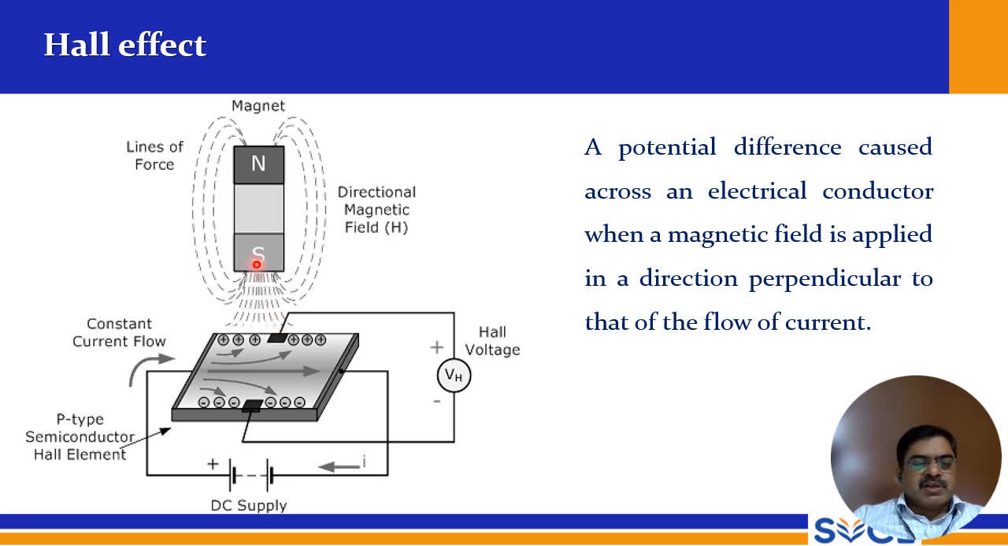Essentially, the south pole should be nearer to this p-type semiconductor Hall element. The north pole you cannot keep here. Only the south pole will act, and the lines of force will be forming between the north and south poles. So this is the simple construction.